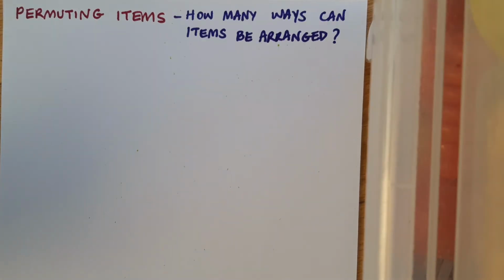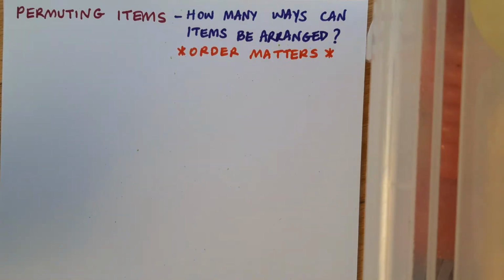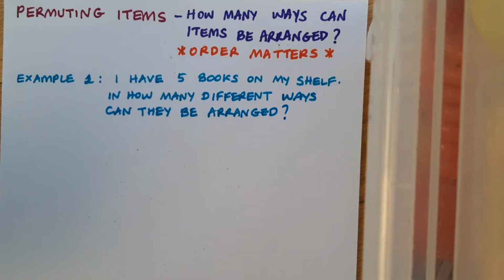Next, we're going to look at permuting items. And permuting items just basically means finding out how many different ways they can be arranged. When we're permuting items or arranging them, the order in which they're placed matters. And here's an example. So in example 2 here, I have 5 books on my shelf. In how many different ways can they be arranged?